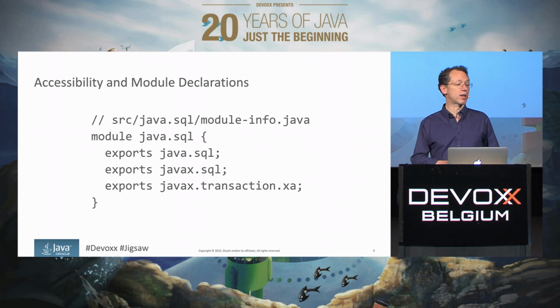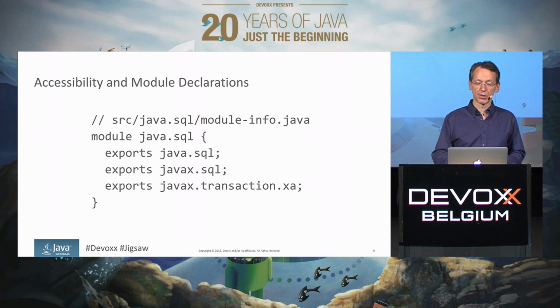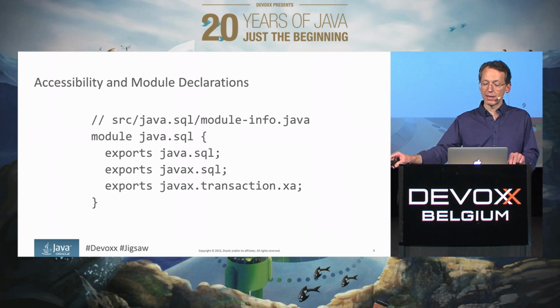At compile time, javac prevents code outside of the java.sql module from accessing types in any packages except for those listed. You get the same compile time error as when you try to access a package private type from outside its package in Java 8. At runtime, the VM throws an illegal access error, like you saw with Glassfish. Let's dive into the VM more deeply.